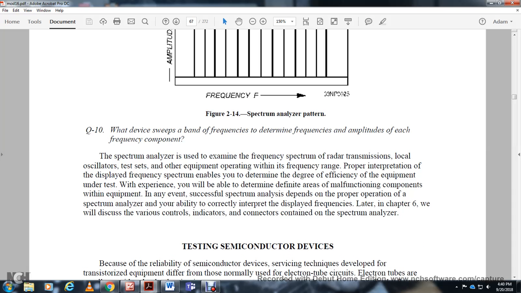With a spectrum analyzer, you can examine the frequency spectrum in radar transmission, local oscillator test systems, and other equipment operating within the frequency range. With proper interpretation of the display of the frequency spectrum, you are able to determine the degree of efficiency of the equipment under test. Eventually, you will be able to determine the area of the malfunctioning component within the equipment. This depends on the proper operation of the spectrum analyzer and your ability to correctly interpret the display. Later in chapter 6, we will discuss the various controls and indicators connected with the use of the spectrum analyzer.